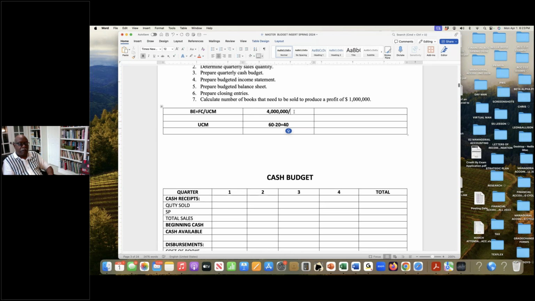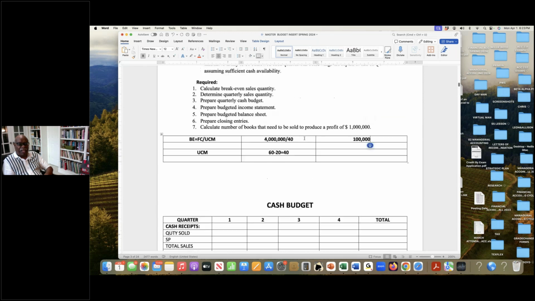So it's going to be 4 million divided by 40. So what's our quantity we got to sell to break even? 100,000. I'll take your word for it. 100,000. Why did we subtract 20? I get why we multiplied it with the 3, but why did we subtract it?